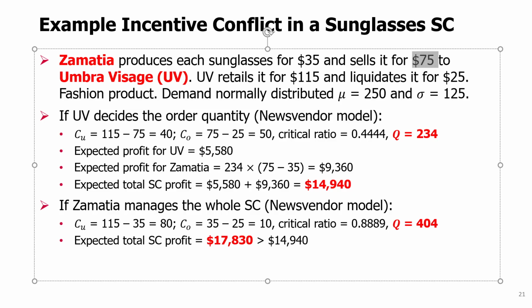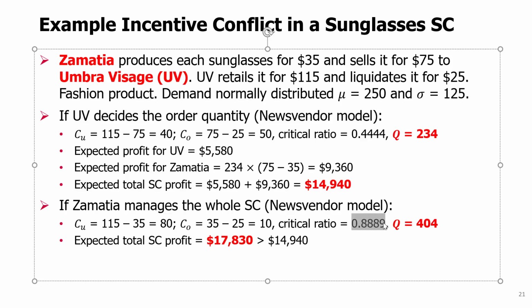The 75 is only the cost at which Zamatia and UV settle when they exchange the quantity that is ordered by UV from Zamatia. But in fact, the true cost of sunglasses is $35. The true selling price is 115, and the true salvage value is 25. So we can calculate for the integrated supply chain the cost of underage, selling price minus production cost, $80. The overage is production cost minus salvage value, just $10. So this is much lower and this is much higher.